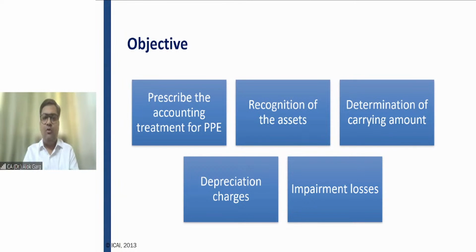Impairment. This standard also touches on impairment, although this standard says that if you have to charge an impairment, you have to refer to the guidance which is given in Ind AS 36. You have to refer to the guidance given in Ind AS 36, impairment of assets, right? So there is a separate standard, Ind AS 36. Like in our accounting standard, we have read AS 28, impairment of assets. In Ind AS also, we have a separate standard, Ind AS 36, impairment of assets, right?